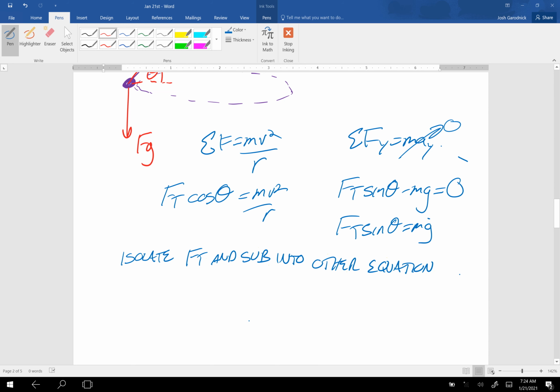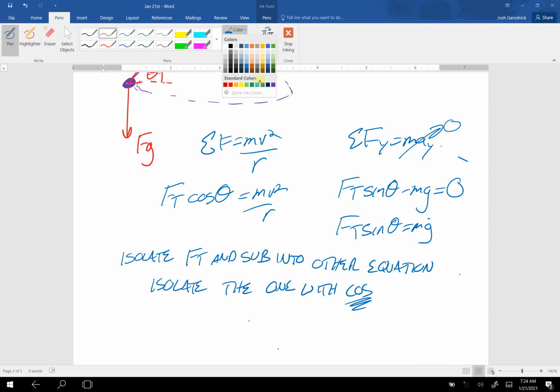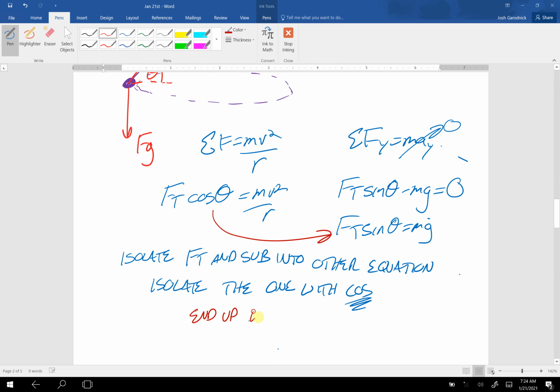Okay, may I suggest isolating the one with the cosine? This way, when you sub the cosine, whatever that is, into this one here, you will end up with your friend sine over cosine, which you know to be tangent. Now, that's not always the case. It depends on what you're given in the problem.